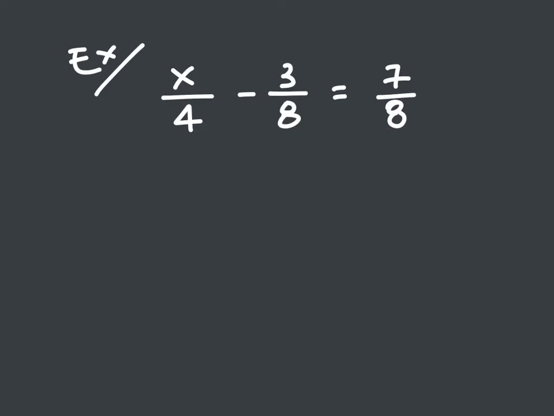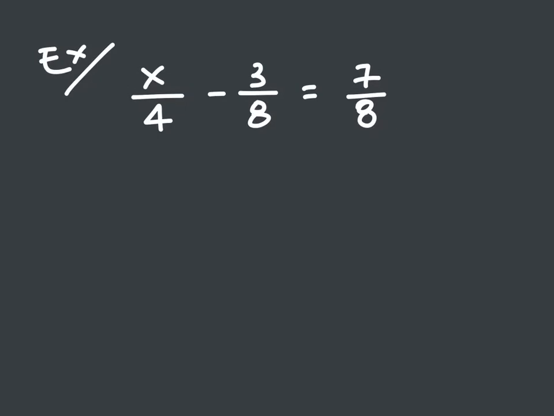Let's look at a harder example. In this example, notice that you have different denominators. What we want to figure out is what number we could multiply by that is going to eliminate all of my denominators. So you have to use what's called the least common multiple, or LCM. I'm going to take each of my denominators, which is 4 and 8, and I'm going to find the multiples.